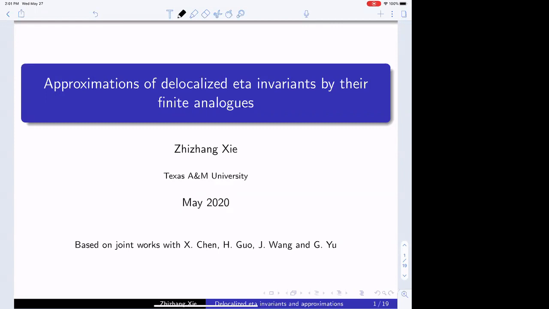Okay, I will talk about approximations of delocalized eta invariants by their finite analogues. I'll explain what these words mean through the talk.